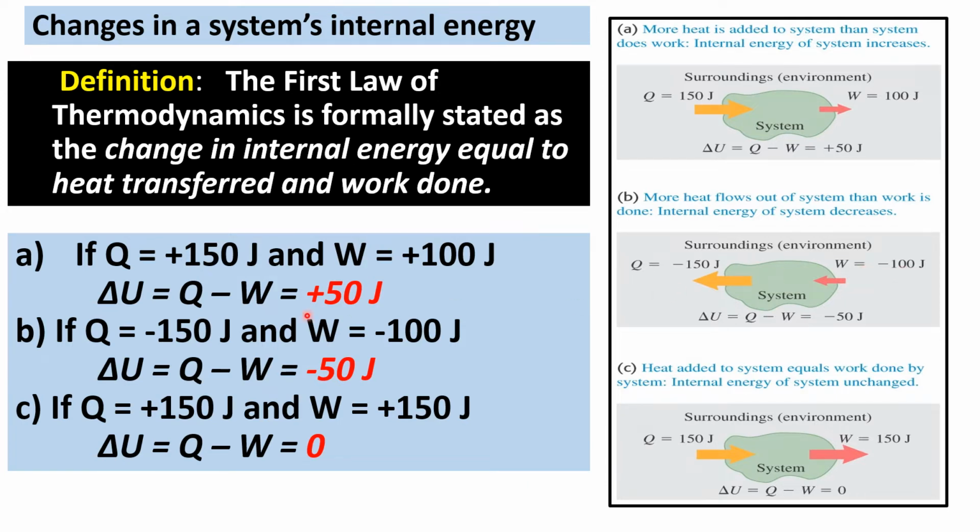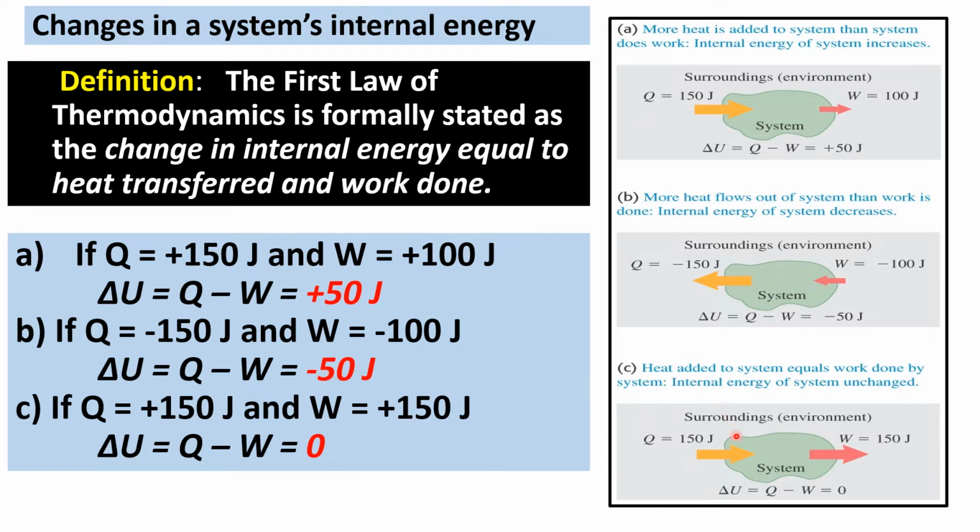So when we calculate for the change in internal energy of the system, we have negative 150 joules as the value for Q minus negative 100 joules for the work done on the system. So negative 150 minus 100 joules gives us negative 50 joules as the value for delta U. A negative delta U means that the internal energy of the system has been decreased by an amount of 50 joules. So that's the meaning of a negative delta U, a decrease in its internal energy.